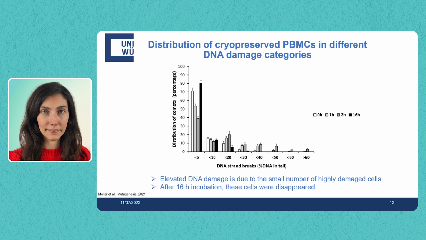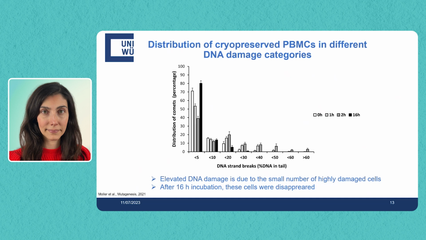When we look at the distribution of the DNA damage in cryopreserved samples, you can see very clearly. At 0 point, directly after thawing, most of the cells have lower than 5% DNA in the tail, and some are in 10 and 20%, and at higher levels you almost don't see any cells. Within 1 hour, the cells with lower than 5% DNA damage are actually going down, and in 2 hours too. And you already have increasing categories with more than 20-30% damage.